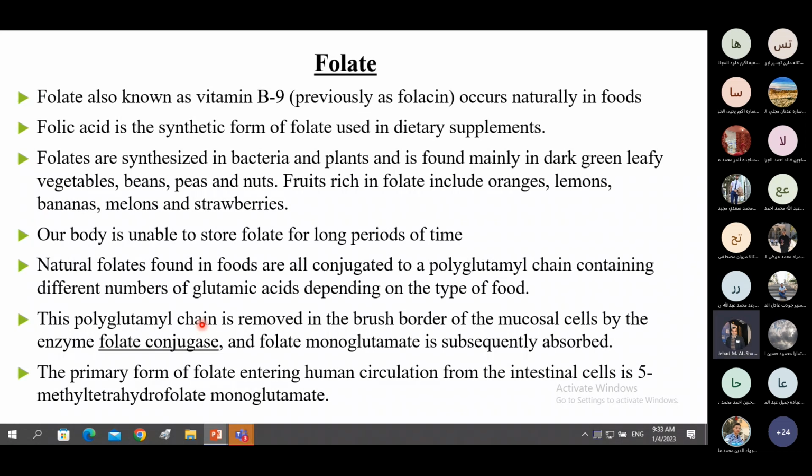Now, we will start with folate, which is also known as vitamin B9. So we can call it folate or vitamin B9, and previously it was also known as folacin. As you heard before also, it is also known as folic acid.